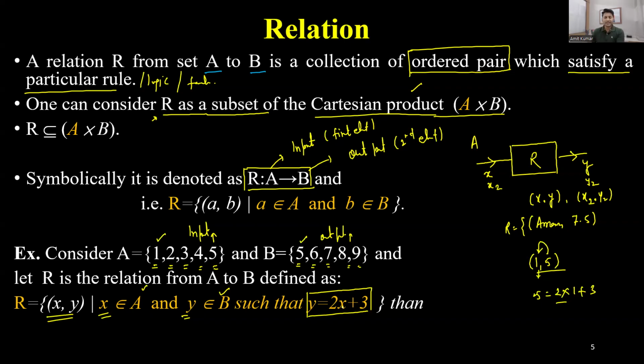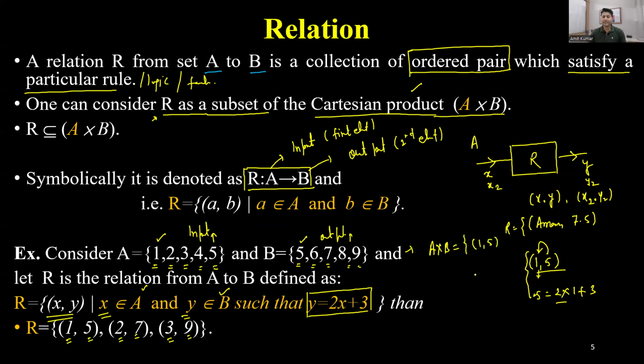In the same manner, we'll list other elements. So these are the three elements in R: (1, 5), (2, 7), and (3, 9). One another way to write it, as this is what we wrote manually, is to first write all the elements of A cross B. Like, (1, 5), distribute 1 with everything: (1, 5), then (1, 6), and in the same manner the other elements.